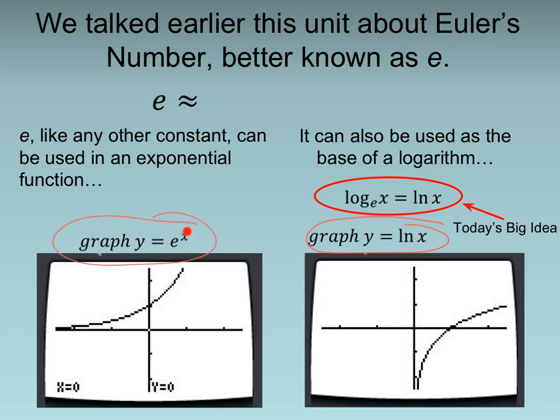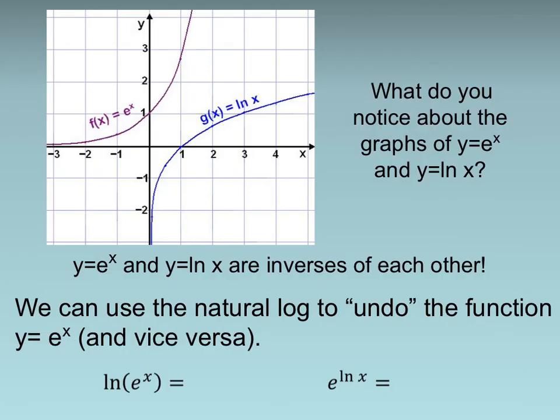Big thing to note, these guys are inverses of each other, meaning natural log and e undo one another. So if you take the natural log of e to the x, I'm just going to be left with x. And if I take e and raise it to the natural log of x, I'm going to get x. So these cancel out and these cancel out. You can't have anything between the natural log and the e and vice versa. We'll see some examples where that does occur and how to deal with it.